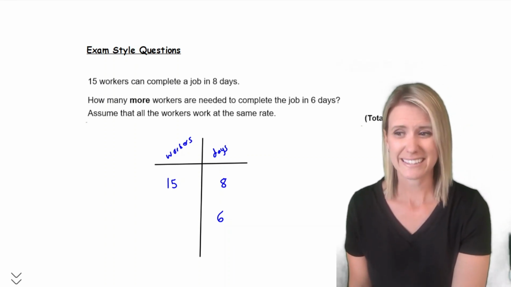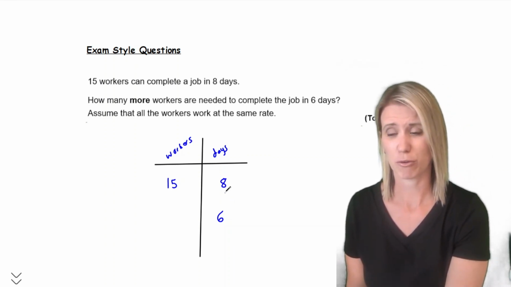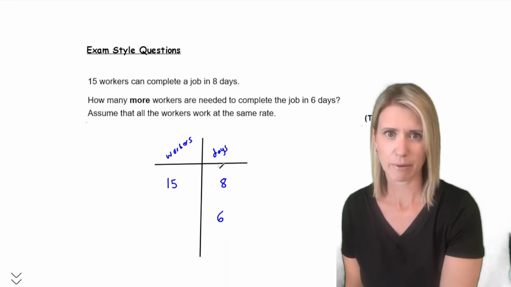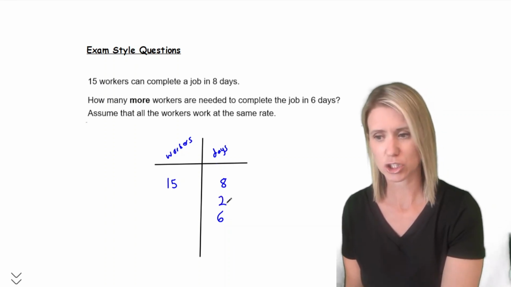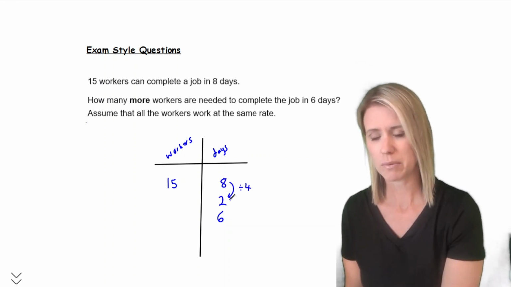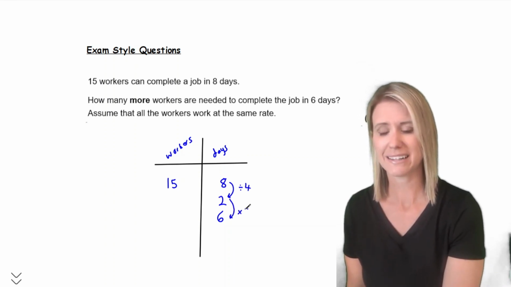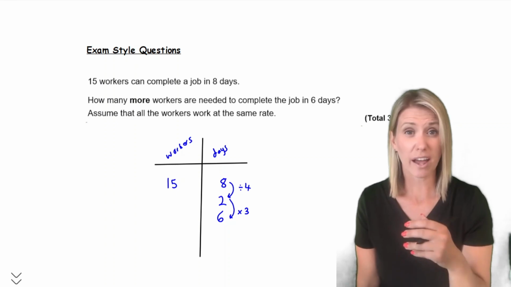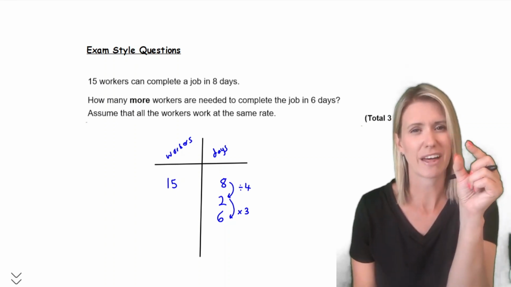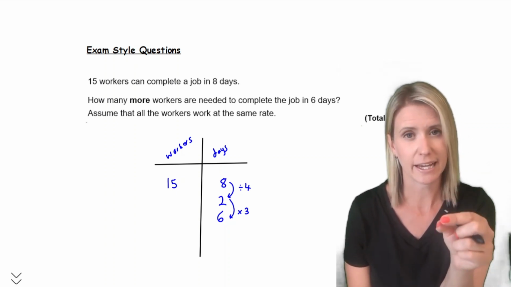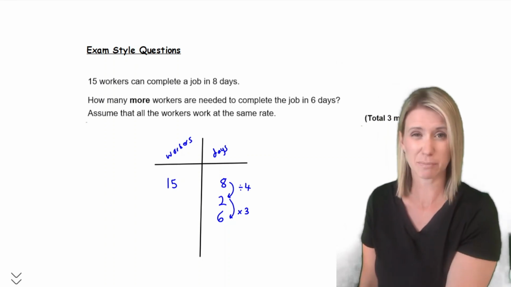Now, it's not an easy calculation to go straight from 8 to 6. However, if we went from 8 to 2, we would be dividing that by 4, and we would then be timesing it by 3 to get to the 6. So like direct proportion, sometimes we have to have that in-between jump to help us with the multiplication and the division to make them nice numbers.